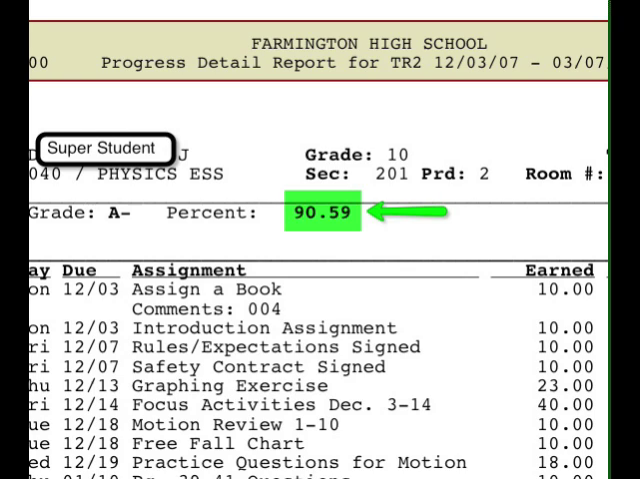Now look at the top of your grade sheet. Just below your name, there's a grade, a letter grade, and a percent. Here I have highlighted 90.59. This is very close to the number that we just added in this example. Compare your added percentage to the percentage on your grade sheet.